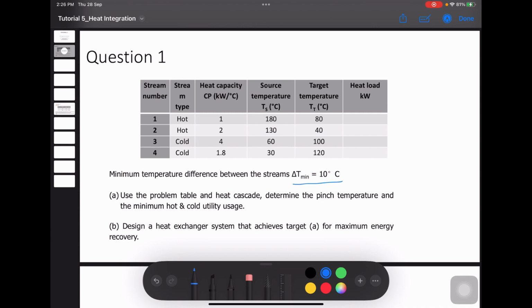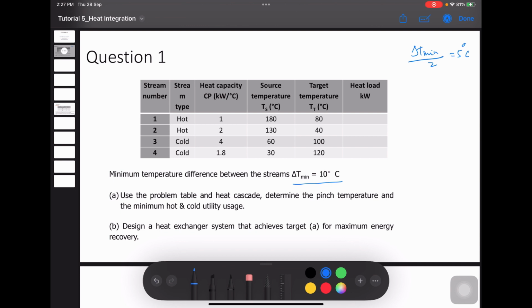So the first thing we are going to do is calculate the shift temperatures for both source and target temperature. As you remember from our lecture, for the source and target temperature, we will use the delta T minimum divided by 2, right, which is 5 degrees Celsius in our case. So we are going to subtract 5 degrees from the hot stream temperatures, while we are going to add 5 degrees to our cold stream temperatures. All right.